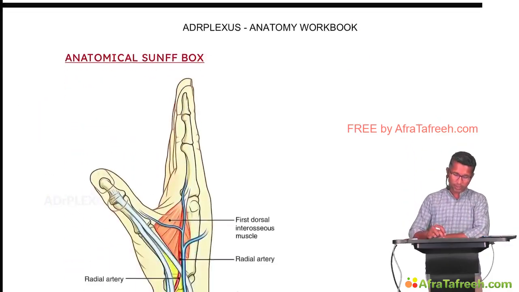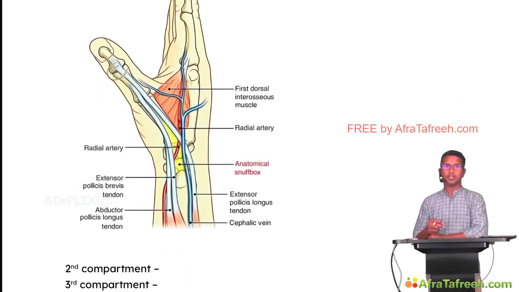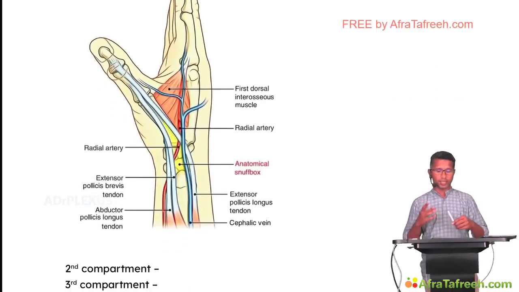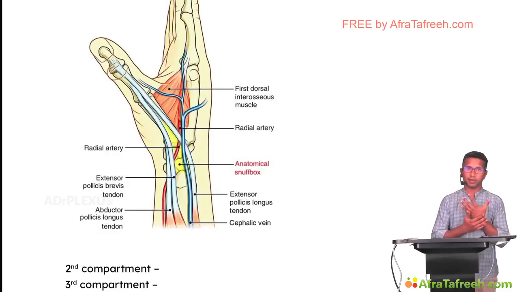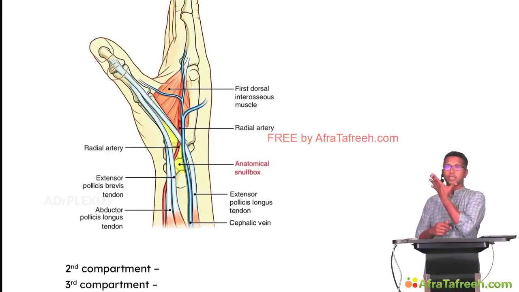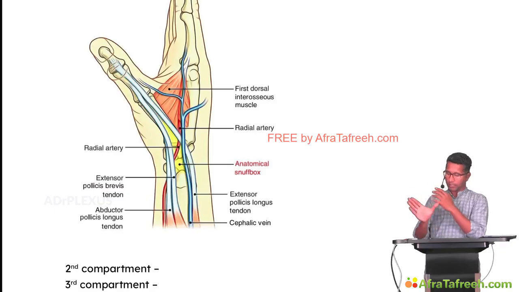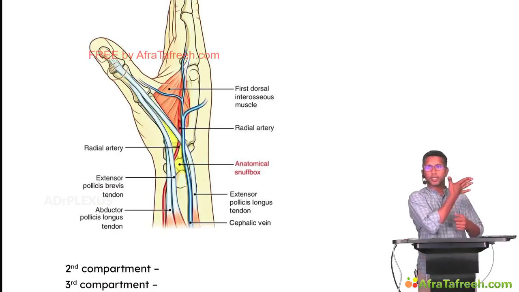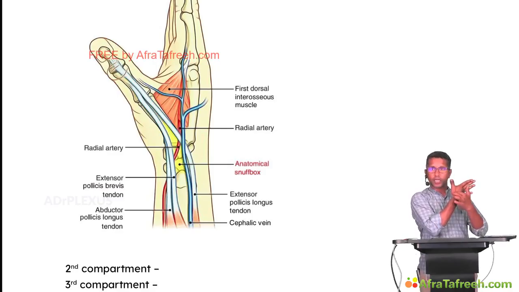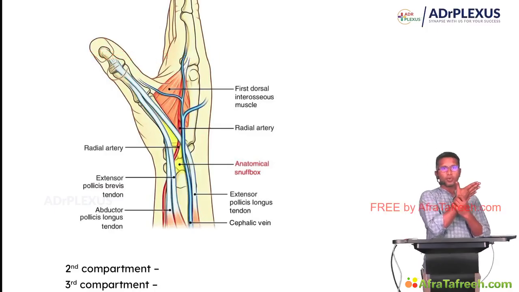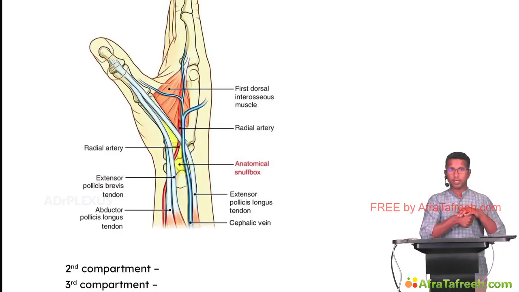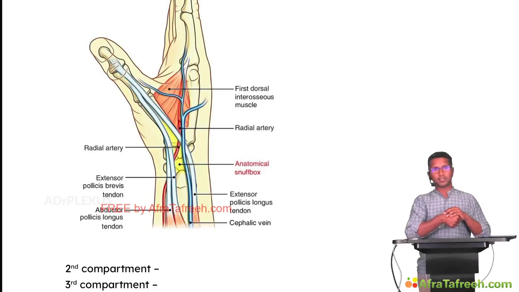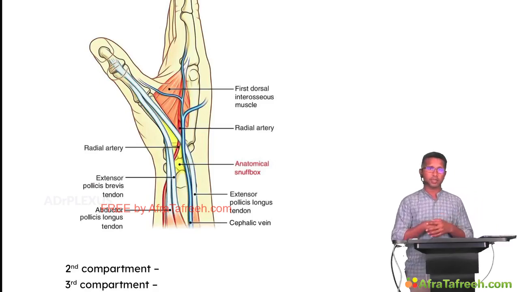The next area which is related to the extensor tendons is the anatomical snuff box area. This is a very favorite question for the UG students. During the exams, the examiners will ask, what is this area? When you see my wrist here, I can see a fossa here. This fossa is called the anatomical snuff box. In olden days, they used to keep snuff here and inhale it, so it is called the anatomical snuff box.